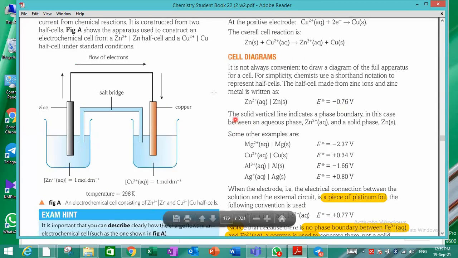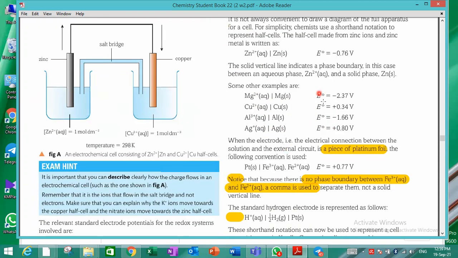Also, it shows that there is a phase boundary between the copper metal and the copper ions, and the E0 value equals plus 0.34 volts. So half cells are written in this way, what we call cell diagrams. And beside each half cell, we write its standard electrode potential.